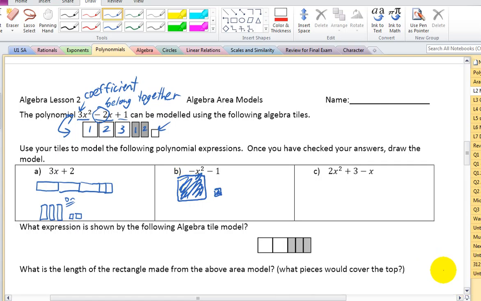First of all, I look at 2x squared plus 3 plus x and I cringe. Why? Why is that written weird? Sorry, I didn't hear what you said. Why is 2x squared plus 3 minus x written weird? Have a look at the degrees.